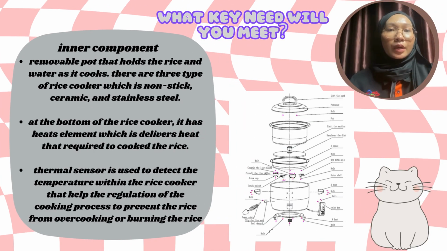A rice cooker has two components, which are the inner component and the outer component. The inner component is the removable part that holds the rice and water as it cooks. There are three types of rice cooker, which are non-stick, ceramic, and stainless steel. Second is, at the bottom of the rice cooker, it has a heat element, which delivers the heat required to cook the rice. And last but not least is the thermal sensor, used to detect the temperature within the rice cooker that helps regulate the cooking process to prevent overcooking or burning the rice.